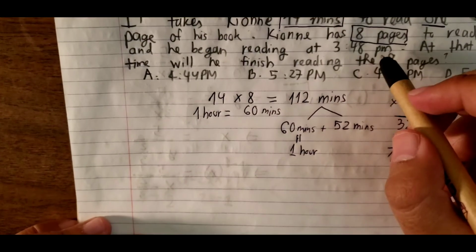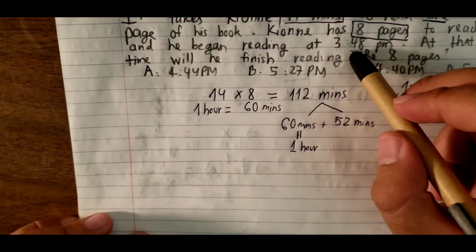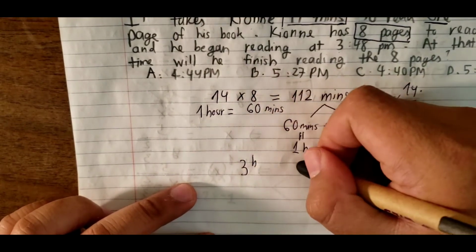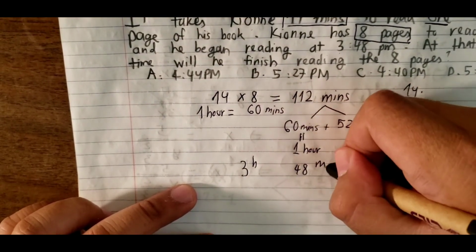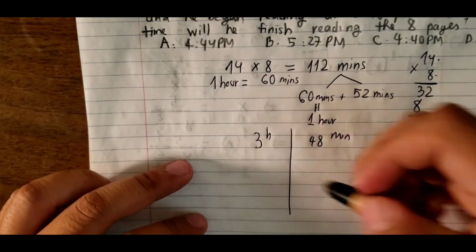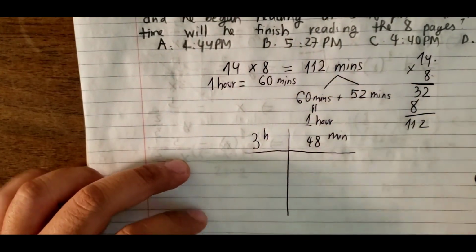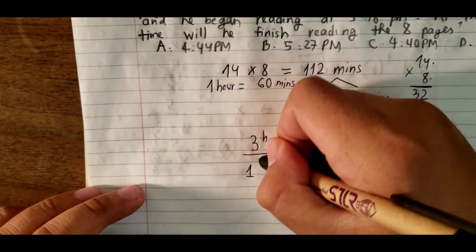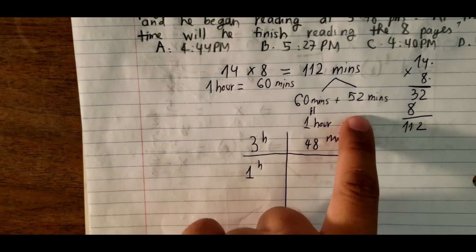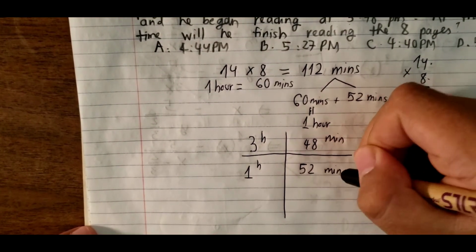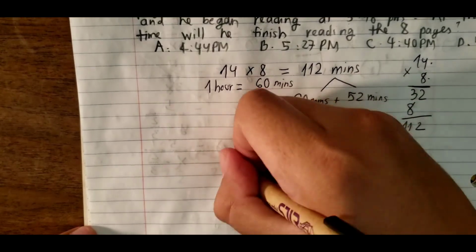So right now we have 3:48 p.m. We have 3 hours and 48 minutes. So we separate them here. Here we have 1 hour, so we'll have 1 hour in this one and 52 minutes here. Now we sum together.